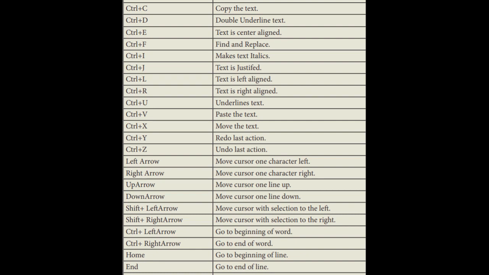That means for copy, Control C. For italics, Control I. For bold, Control B. So that word itself will be the shortcut: Control plus that word's first letter. Those will be very easy. So just go through this. Whatever is easy, just mark it and learn it.